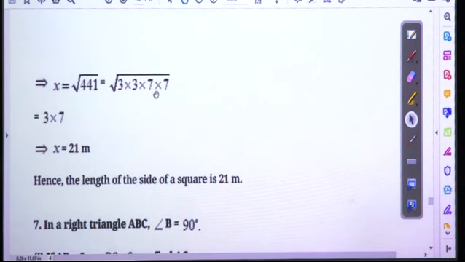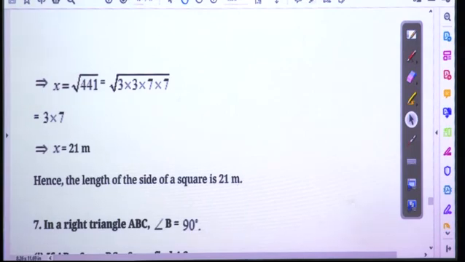By prime factorization also we can find it out, or by the division method also. Whatever you feel suitable, you can do in that way. The prime factors are 3 into 3 into 7 into 7. And for the square root, we have to take 3 as a pair and 7 as a pair. Therefore, one 3 outside and one 7 outside, it is 21. What is 21? It is the length of the side of the square, which is 21 meters. That is the answer.